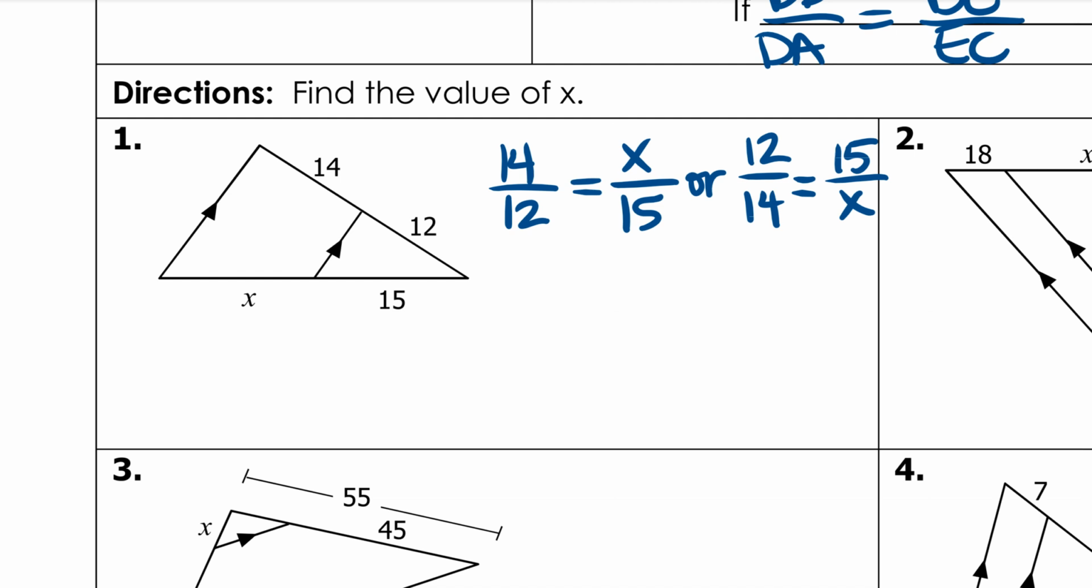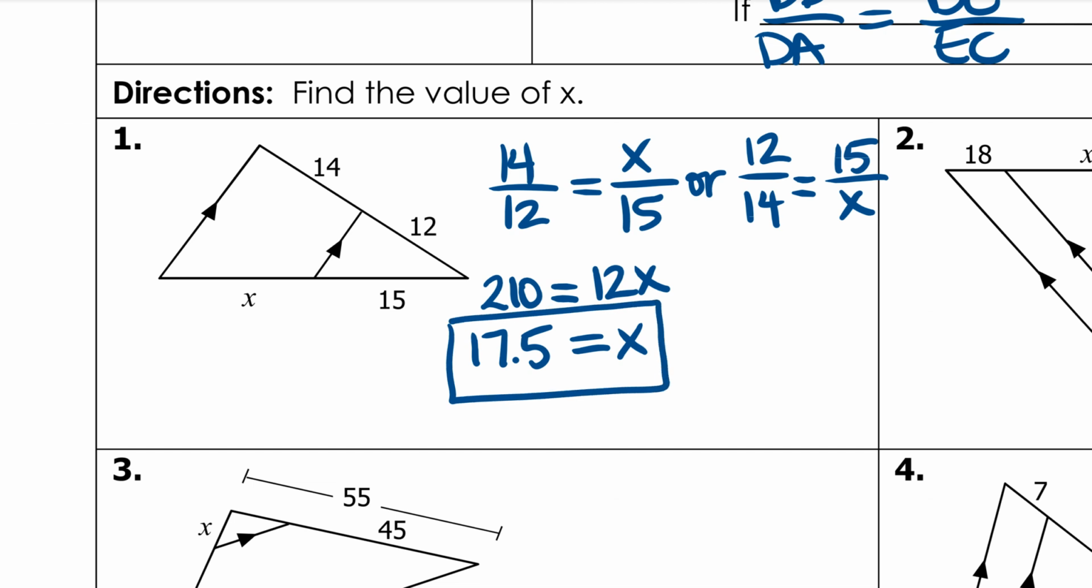Okay, so we're going to cross multiply and divide. So I'm going to do 14 times 15 is 210. And then 12 times x is 12x. We're going to divide both sides by 12. So 210 divided by 12 is 17.5. And yes, you will probably get some decimal answers on these. Since we are solving for x in a triangle, go ahead and round to 1 or 2 decimal places for your answers.